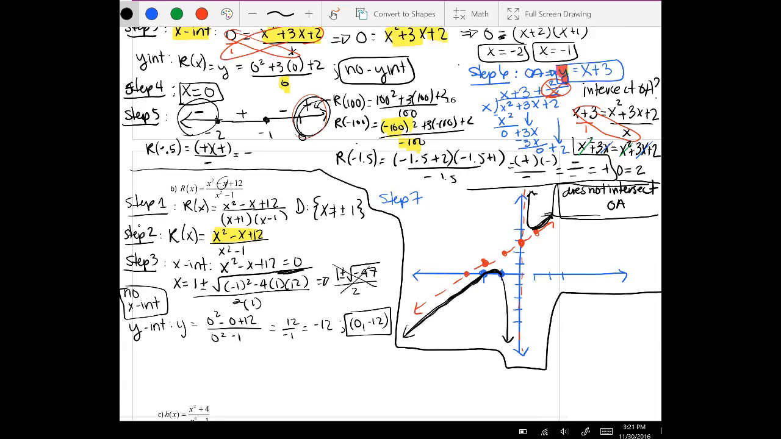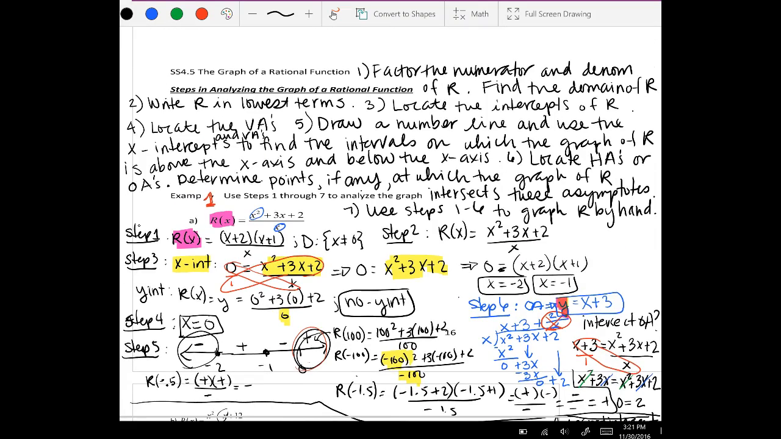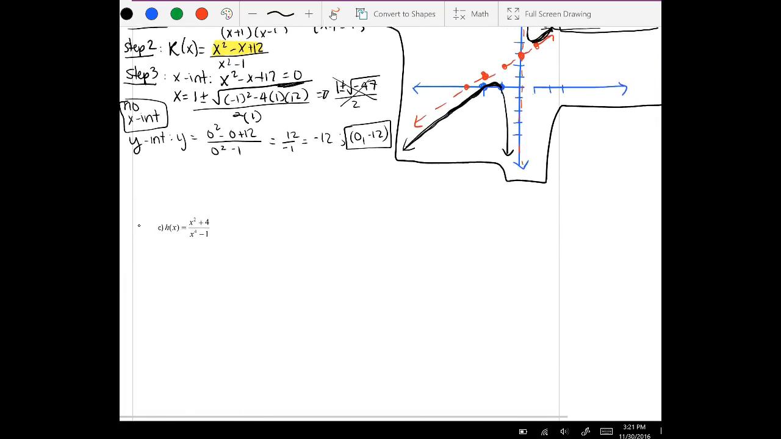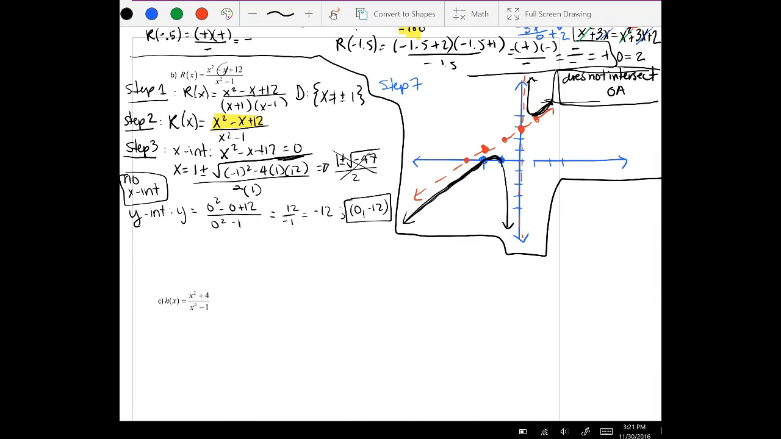We found the intercepts. Let's look at step 4. Step 4, locate all of your VAs. Okay, in this case, you're going to have 2 VAs because when you factor it out, you have 2 things. So x plus 1 times x minus 1 set equal to 0. So your VAs are x equals negative 1 and x equals 1.